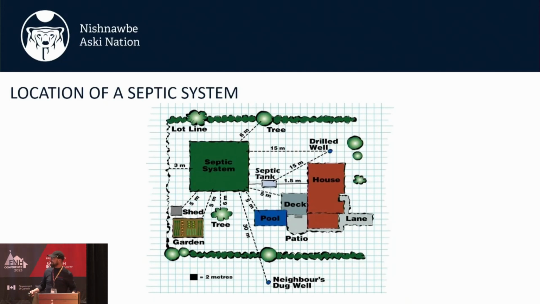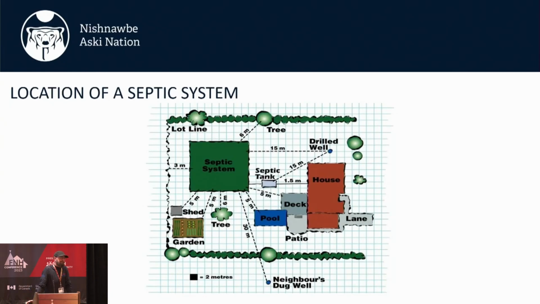We always want to try and keep the septic system a minimum of 5 meters, or 15 feet, away from the house. And 3 meters, property lines aren't as big of a deal in communities. But the other thing here is trees.